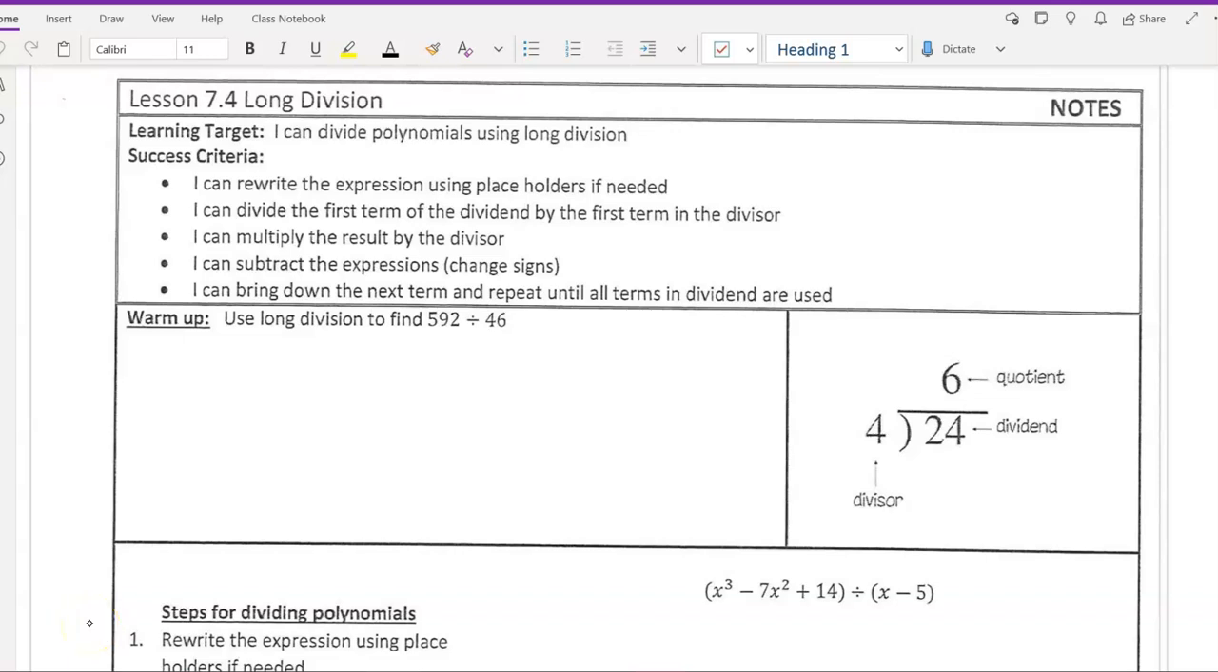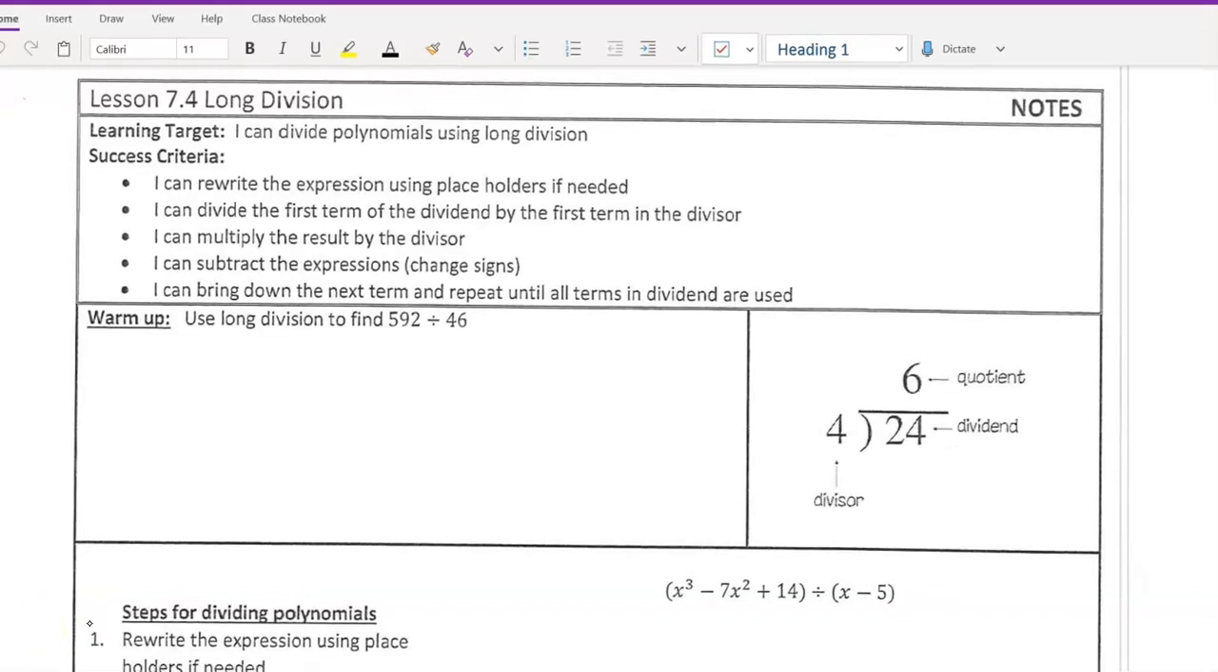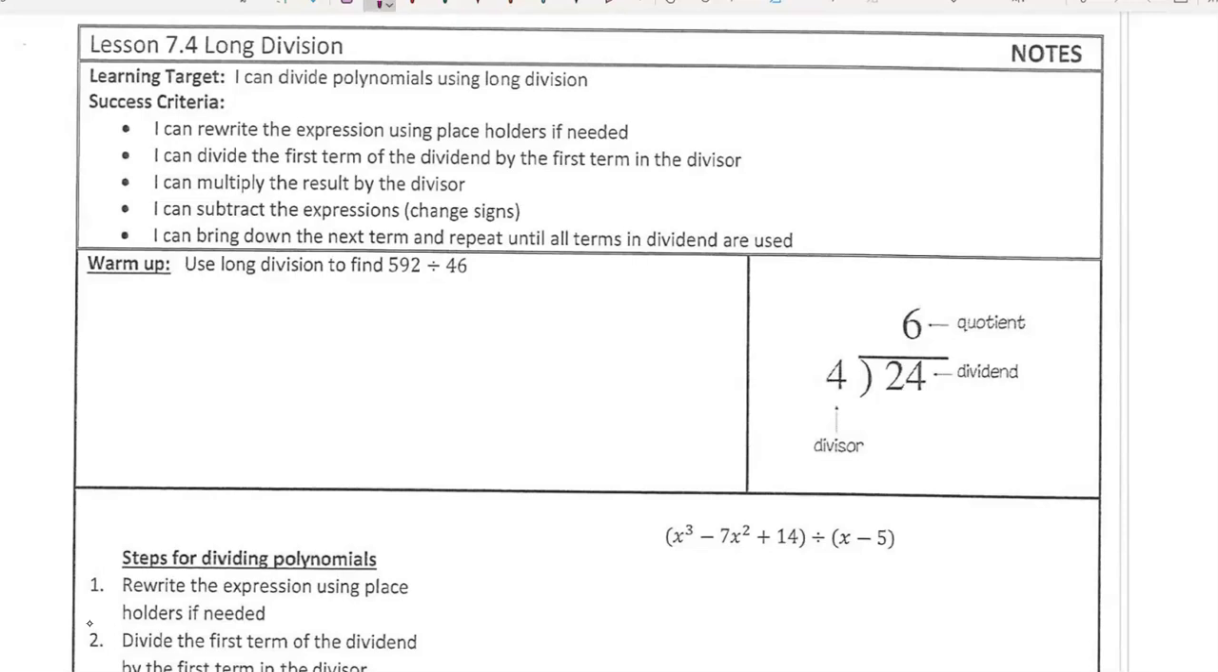All right, this is our long division recording. For the long division, by the end of this lesson, you will be able to divide polynomials using long division. Of course, our success criteria serves as a series of steps.